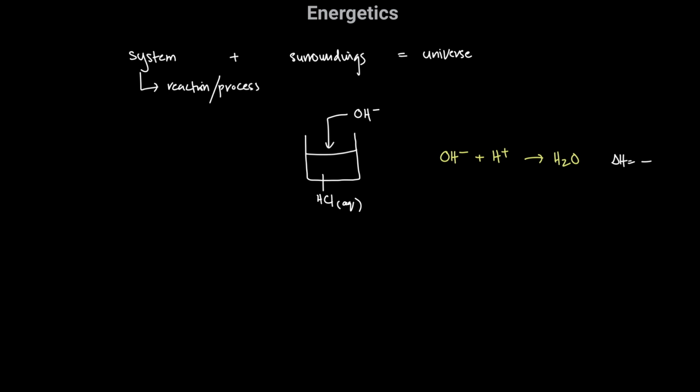The reaction releases heat. So these particles that are reacting, the OH minus and the H plus, this actual reaction or process, these tiny little ions that are reacting, this entire process itself is referred to as the system. What you would observe in this experiment is that the temperature of the water will increase. Why? Because the system is releasing heat. As I said, this is an exothermic reaction, and this process results in the release of heat.